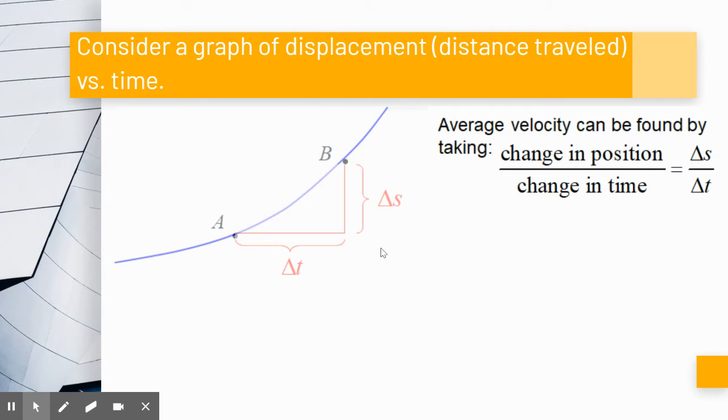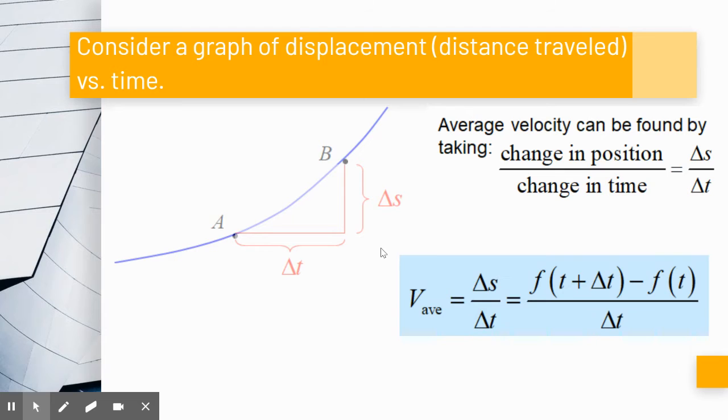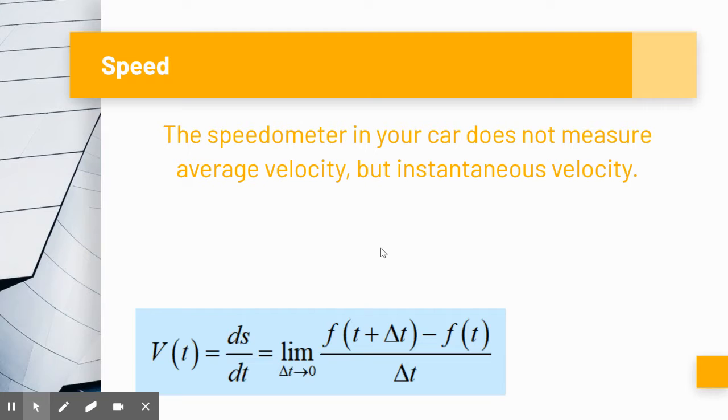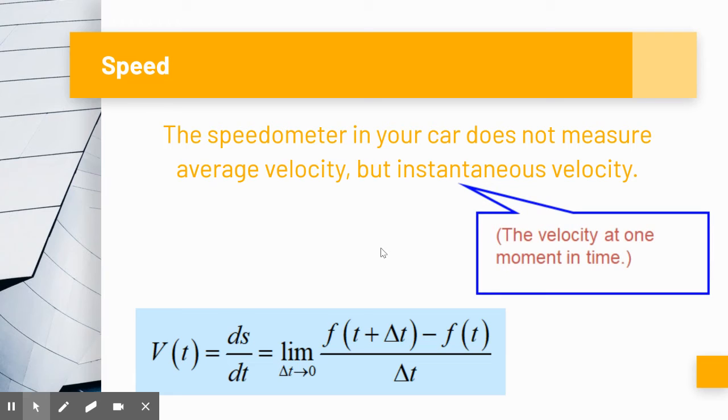Again, we talk about the distance or position being in terms of s. Okay, and so yeah, that should look pretty familiar to you. That's just another way of writing things. Okay, but remember, your speedometer doesn't measure average velocity, it's instantaneous velocity. So therefore, the only difference between what we had there and what we have now is this time we're looking at the limit as delta t approaches 0. Anyway, please keep in mind that's your velocity at one moment in time.